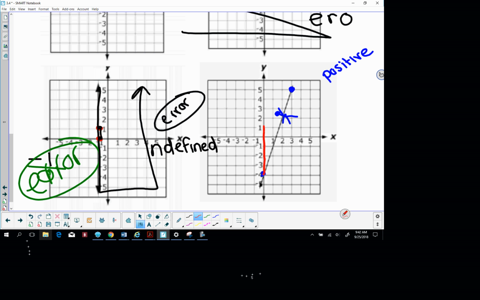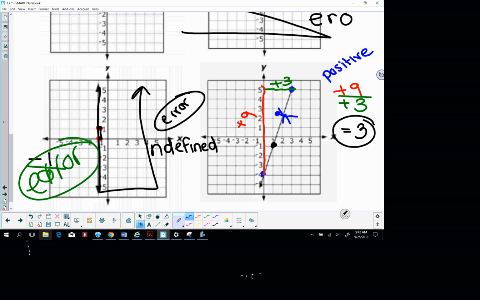9, right? 1, 2, 3, 4, 5, 6, 7, 8, 9. So we're rising 9. And how many are we running? 1, 2, 3. What is 9 divided by 3? Not subtract, divided, right? We end up getting 3 over 1 or 3. Notice you could have used these 2 points and just gotten 3 over 1. You just want to make sure you can use any 2 points, but you want to make sure you reduce the answer. Does that make sense so far?